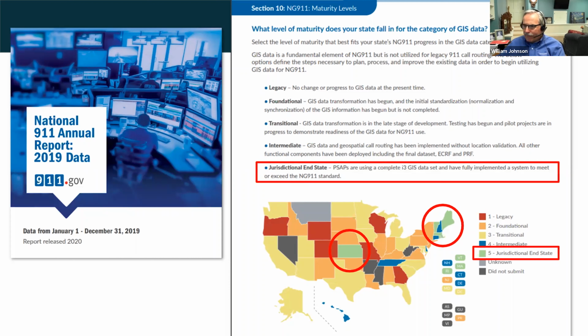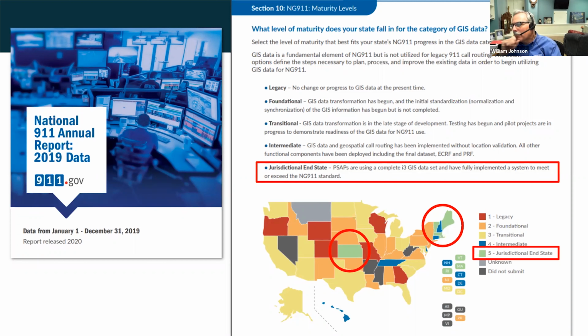This is a graphic from page 67 out of that report, so it's about 2/3 of the way through. There are a lot of questions in here, but this one is very interesting. This question asks the states, what maturity level does your state fall in for the category of GIS data? If you look at the legend, there are 5 levels they could answer, with the highest level being something called jurisdictional end state, which means they actually have all of the 911 data in the standards format ready to do call routing.